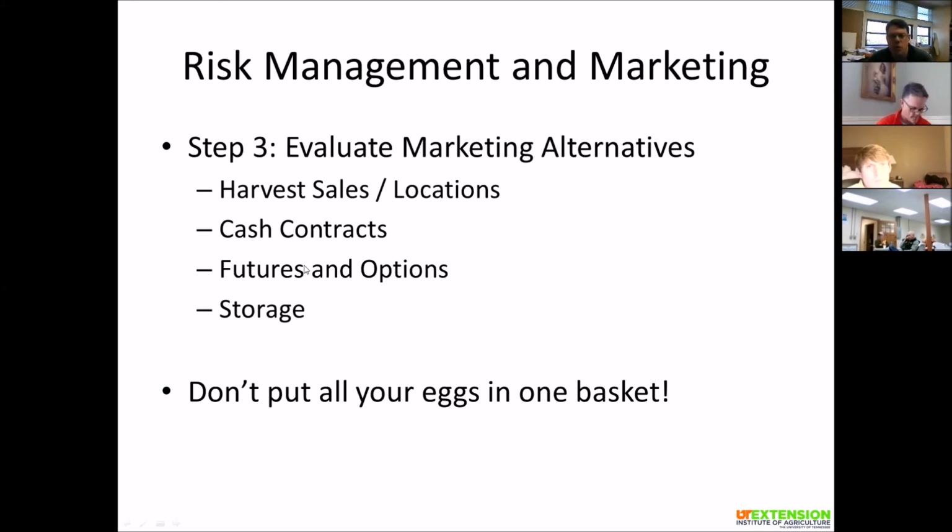Then again, futures and options, not for everybody, but I think a very valuable tool, particularly some of the option strategies that people can work on. I think options are a very underutilized marketing tool. So we want to make sure that we're working through that with our broker and or marketer. And then obviously storage. I'm also a big proponent of not putting all your eggs in one basket.